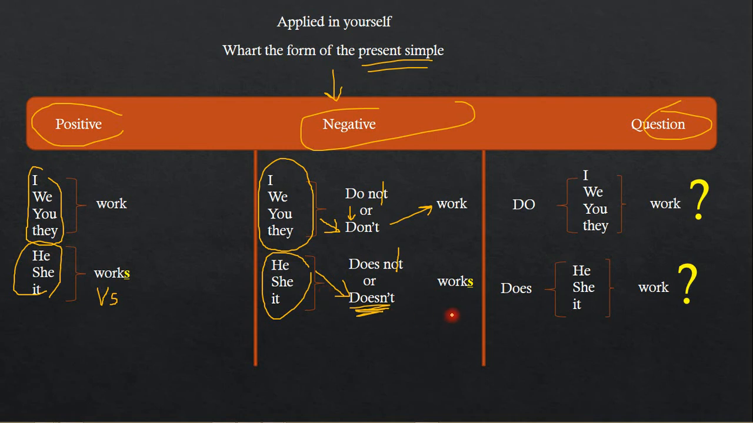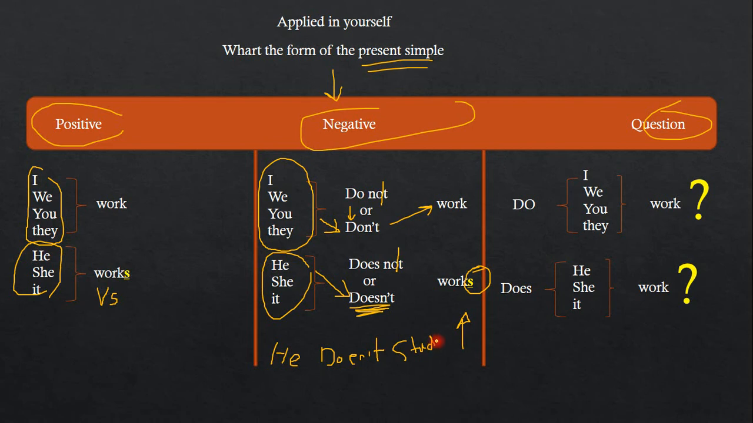But in this negative we don't use s. We don't use s in the verb in the negative situation. We say he does not study. Not "don't studies", not "don't works".